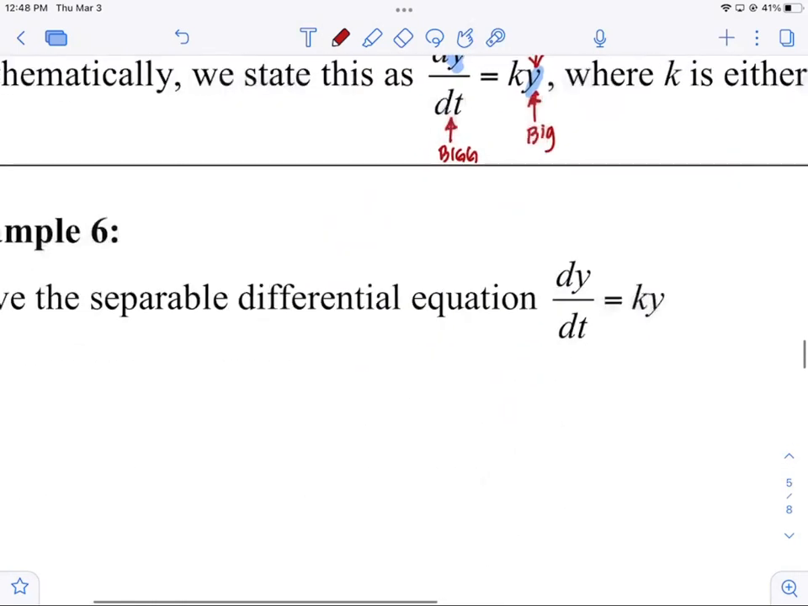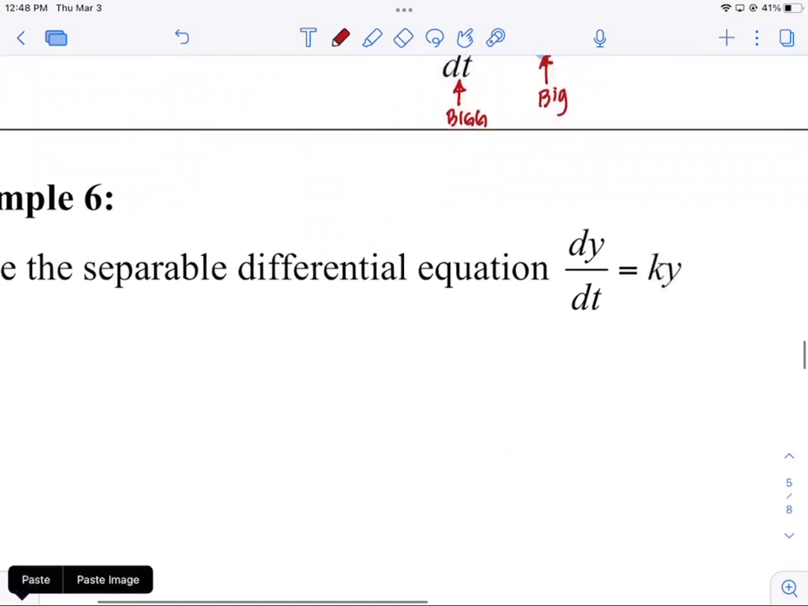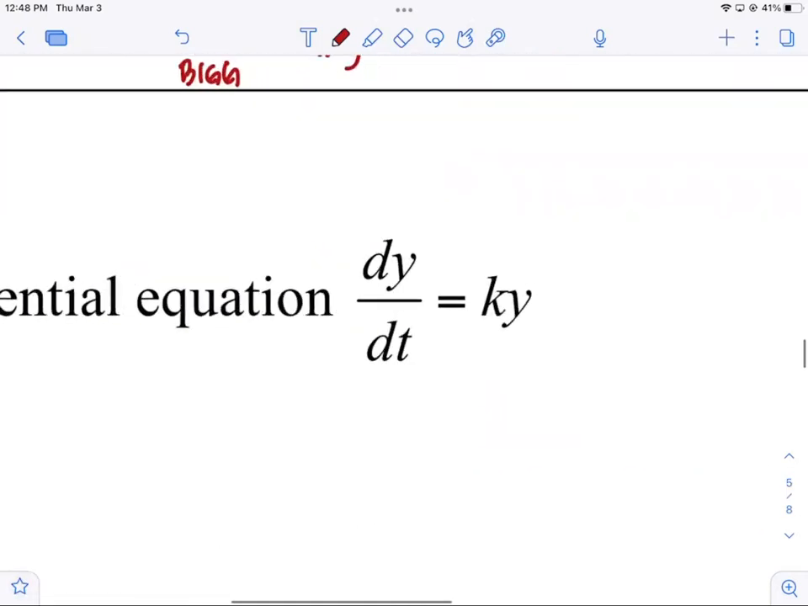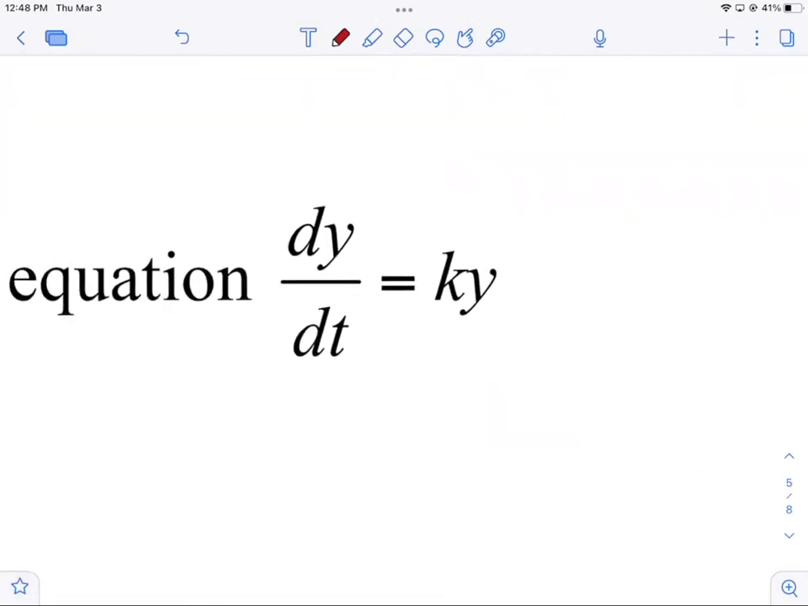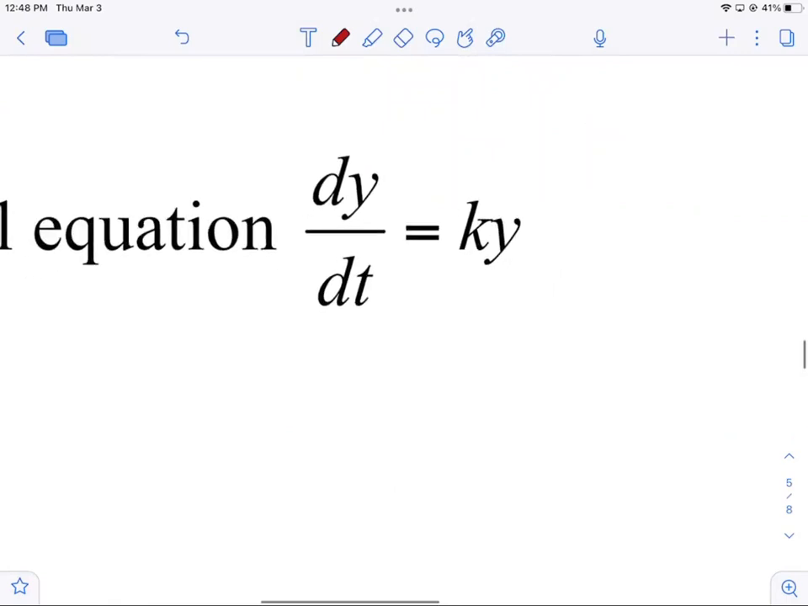Now, here's what we want to do. If we truly understand that a situation is truly exponential, that it grows at a rate that's directly proportional to itself, we can skip the actual separation of variables and go right to the general solution. There are two of these that AP wants you to know. This is one of them, exponential, and the other one later on will be logistic. So let's go ahead and do this one time.